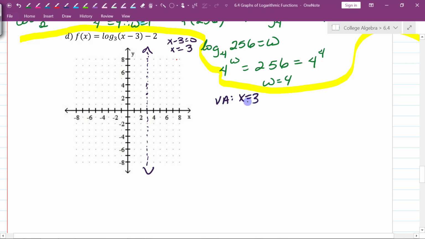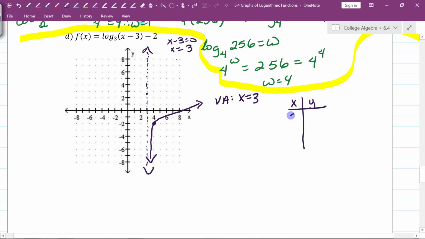My one known point, which normally is right here, I'm going to shift it to the right 3 units. So it's 1, 2, 3. And then I'm going to shift it down 2 units, 1, 2. So here's my new one known point. I'm going to have an increasing function, and so it looks something like this. I'm not asking you to calculate your x-intercept at this point in time, so don't worry about where that crosses the x-axis.